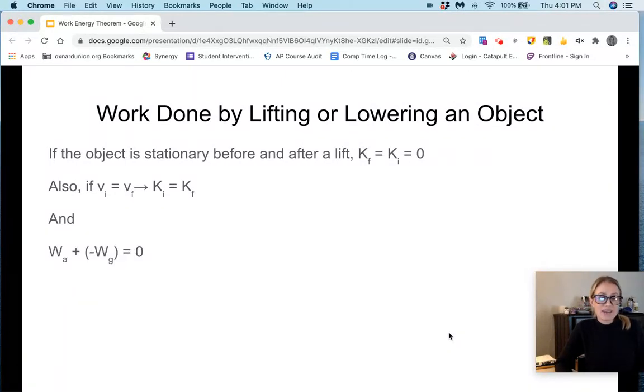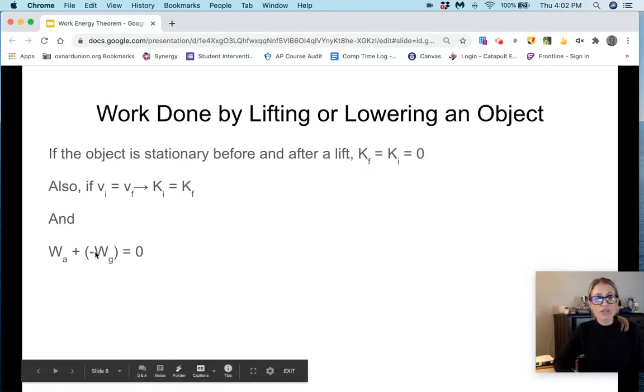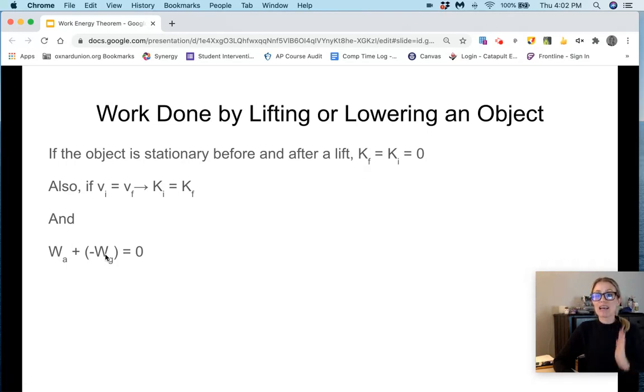Now, because we know that work is equal to a change in kinetic energy, what we get here is that the work done by the applied force plus the work done by the force of gravity is equal to 0. I have a negative here in front of the work done by the force of gravity, because if you're going up, your displacement is up, right? And that means that the force of gravity, that force vector, is down. So the angle between the displacement and the force of gravity is 180, which means that you would get a negative work done by the force of gravity. So I just plugged in that negative right there.